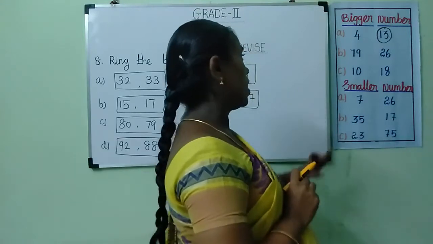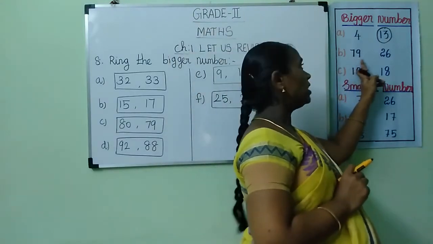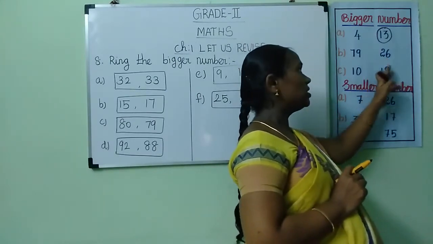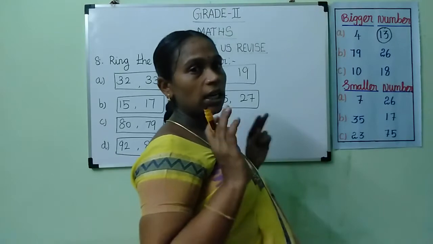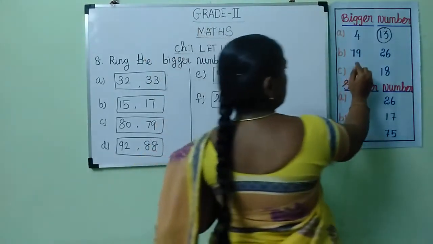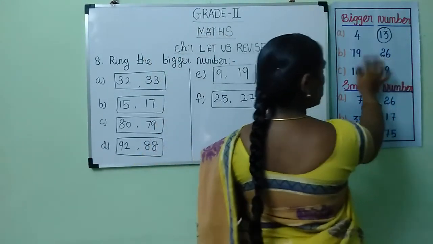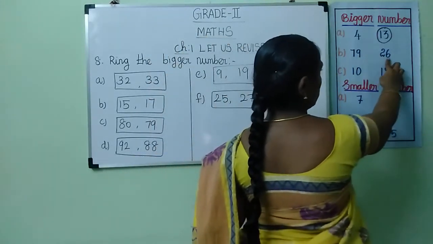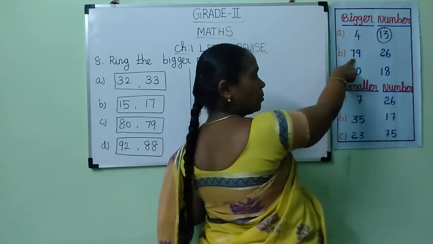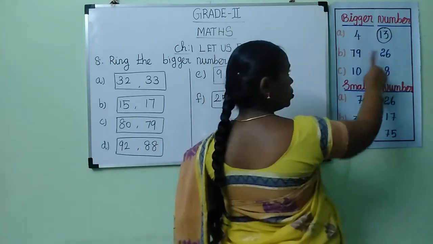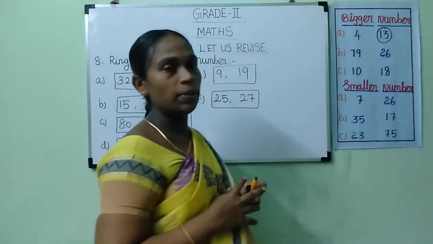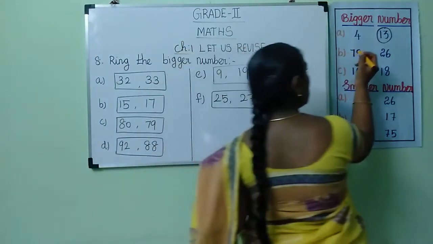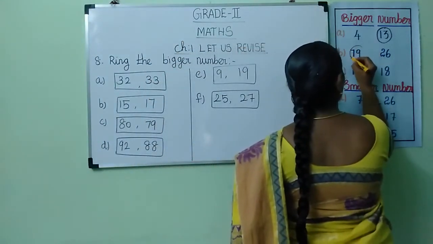Okay. The next one, 79 and 26. Which number is the bigger number? See, here also two numbers, 2-digit numbers. So, 7, 9 and 2, 6. See, in tens place, 7 and 2. So, is 7 bigger or 2 bigger? Yes, 7 is the bigger number. So, you should put the circle on 79.